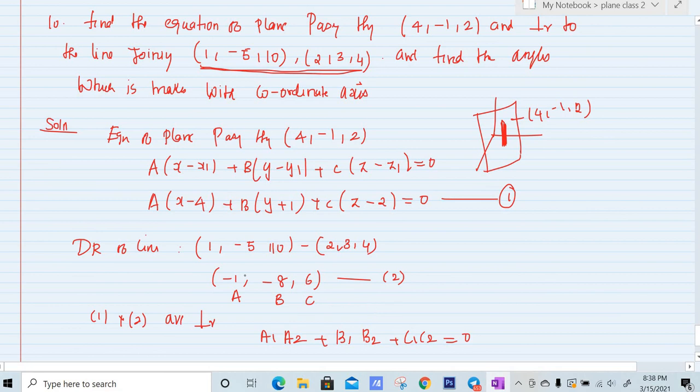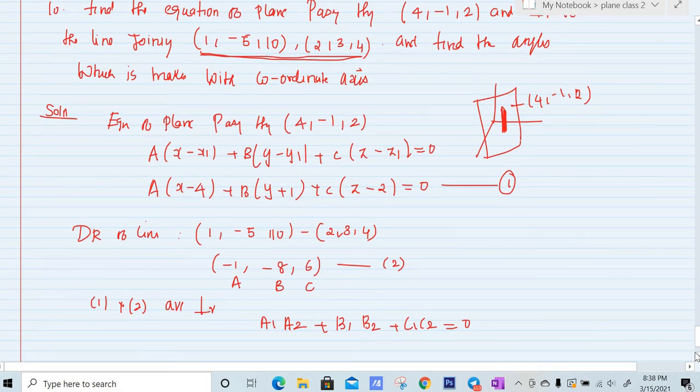constants, right? So we will try to use this. If you make a dot product with these two terms, a1, a2, b1, b2, c1, c2, you will have only this equation, which is minus a minus 8b plus 6c is equal to 0, right?